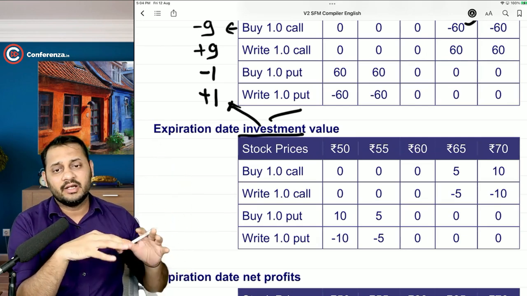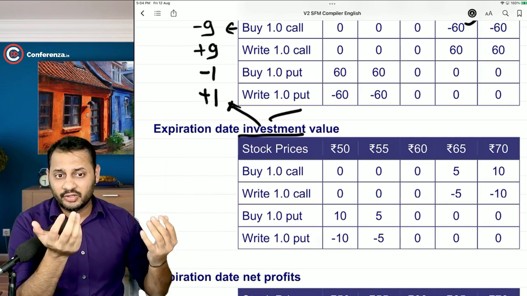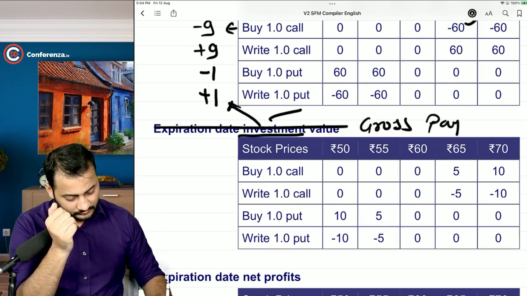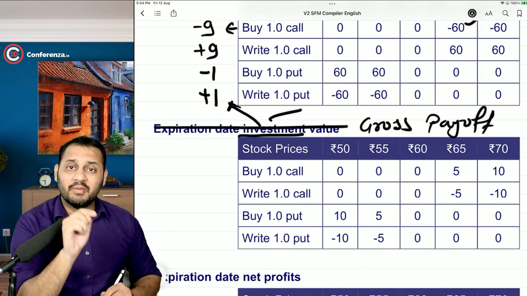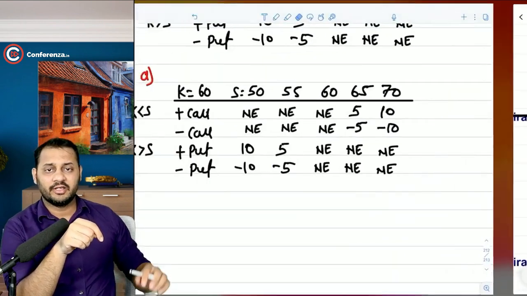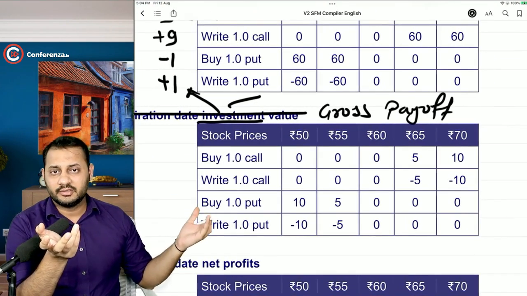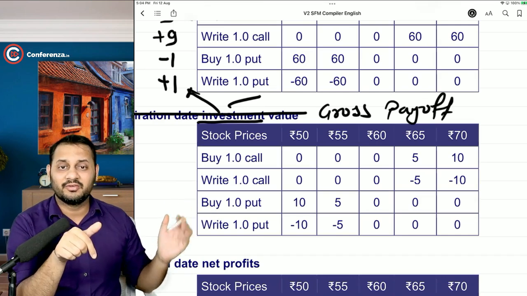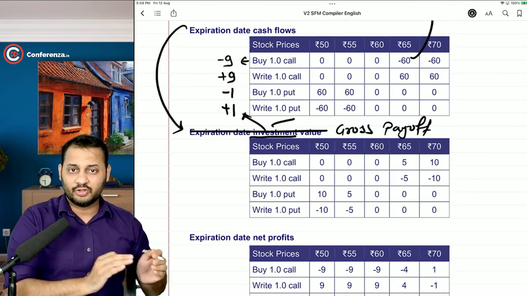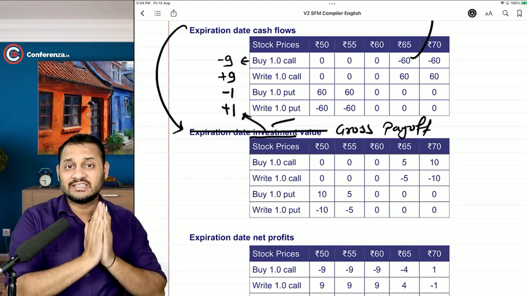What we can do in this part is we can change the question itself. By looking at the answer, we can understand what exactly they want us to calculate. They want us to calculate the gross payoff. And that has already been done by us in the first part. See, 510 minus 510, or 10, 5. This is 510 minus 510 and 10, 5. So this is what the second part is, and this is what the first part was. So basically, the meaning of expiration date cash flow and the gross payoff is the same.